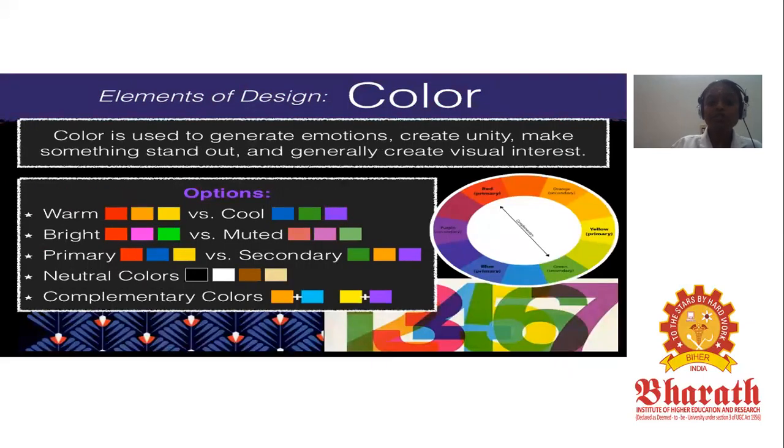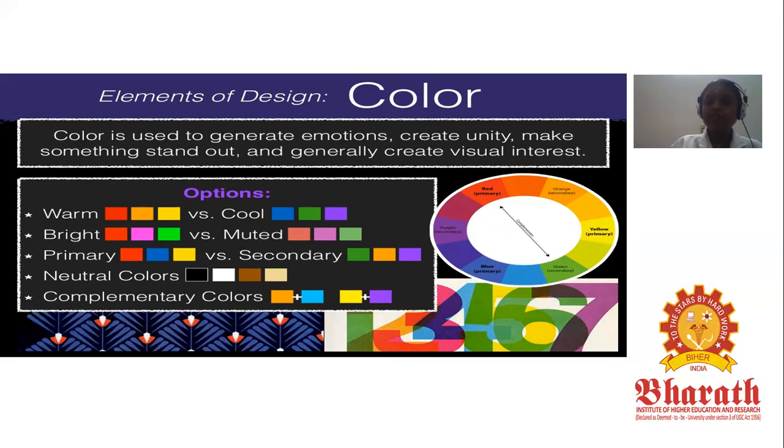Elements of design: colors. Color is generally used to create emotions and unity, like color combinations. It makes something stand out and creates visual interest. There are three basic types of colors. One is primary color, another is secondary color, and the third is tertiary color. Primary colors are the direct colors. They are red, blue, and yellow.